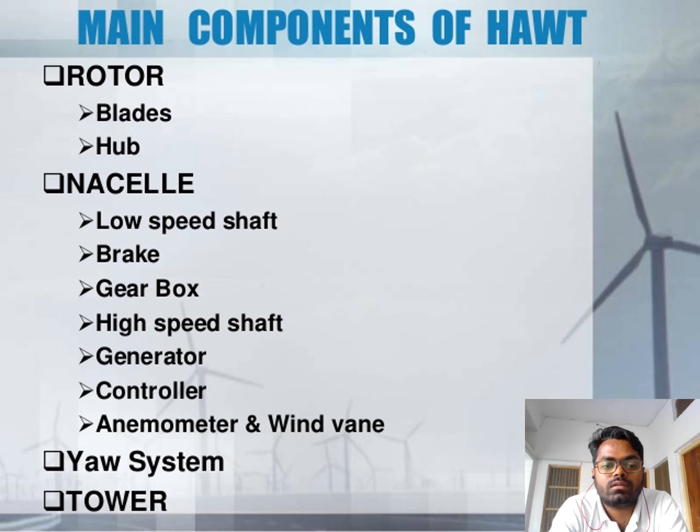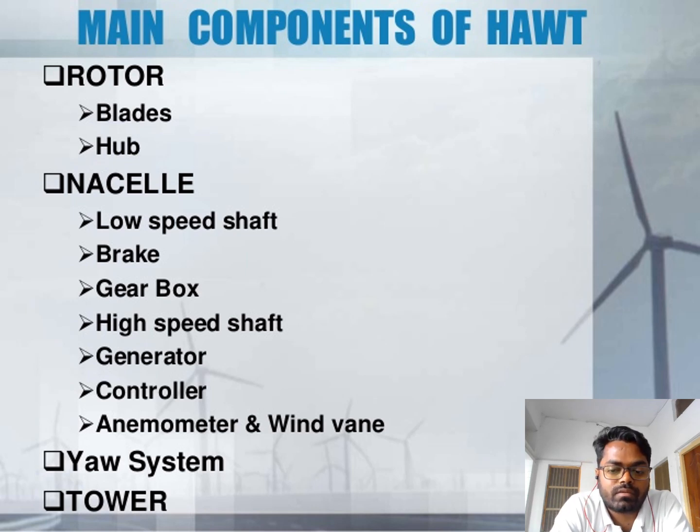Now we discuss the different components which are used in a windmill, like the rotor. In the case of the rotor, the blades and hub are also attached, and another component is the nacelle. The nacelle is used for housing the different components of the windmill like the low speed shaft, brake, gearbox, high speed shaft, generator, controller, anemometer, and wind vane. Earlier I told you the function of all these components, but now I will repeat their functions one by one.